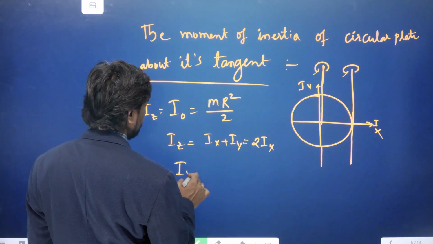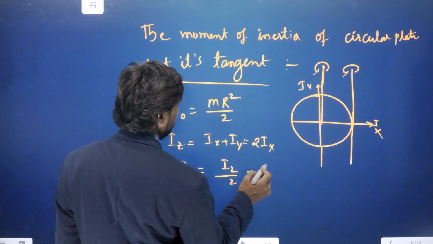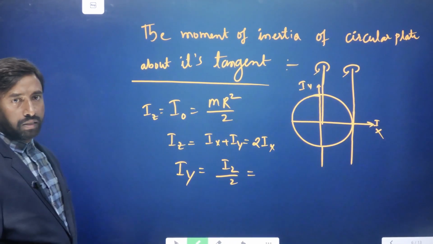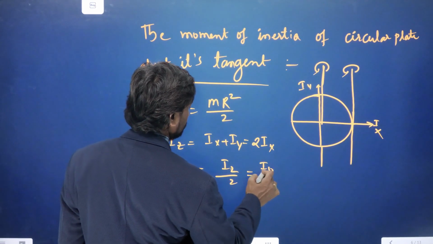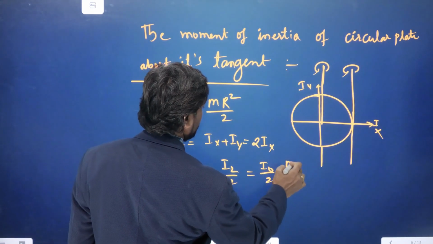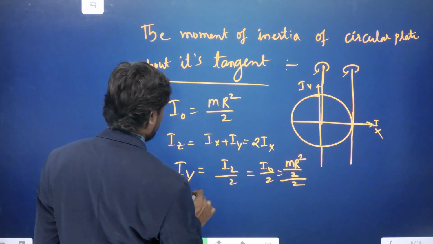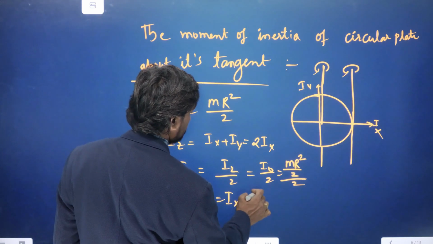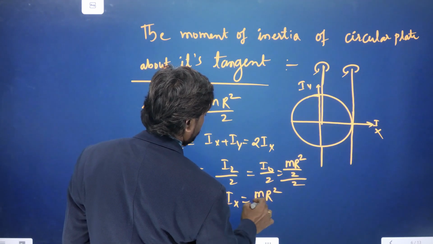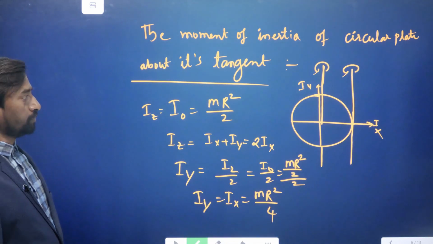So now Ix can be written as Iz by 2. So Iz, or I naught, by 2 we can write there. So we can write mr square by 2, divided by 2. So Iy or Ix is equal to mr square by 4, we will get mr square by 4.